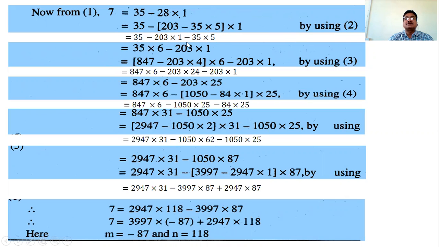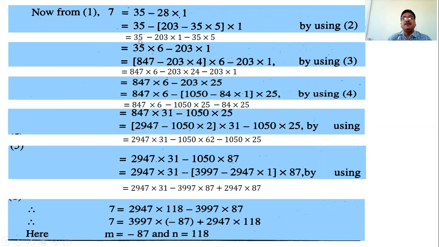35 times 6. How can we have this answer? If you take 35 as common, then what do we have in the bracket? 1 plus 5. If we take 35 as a common factor, then we have 1 plus 5. Here the minus minus becomes plus, so write a plus sign here.